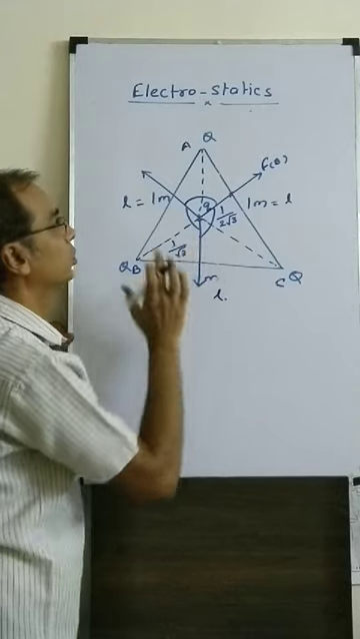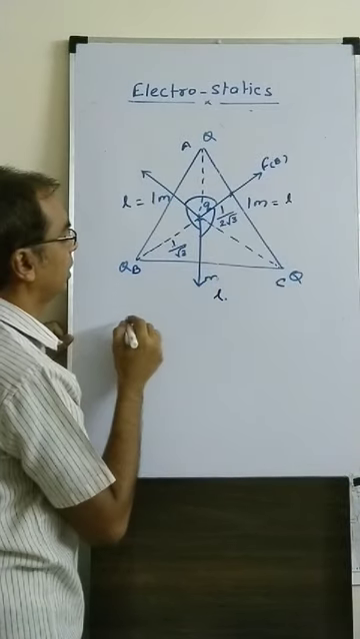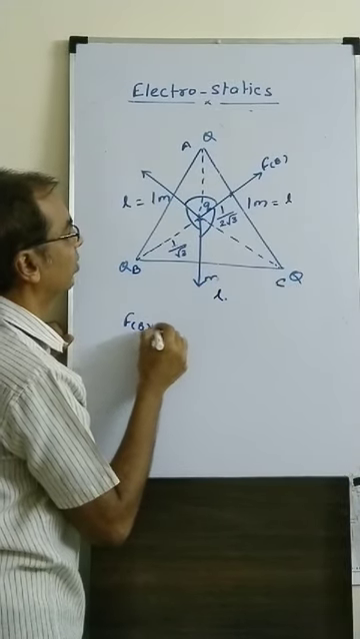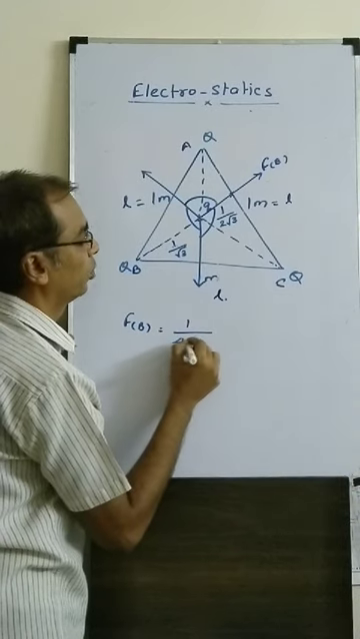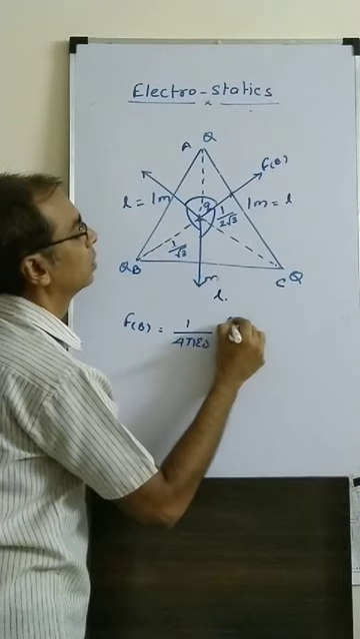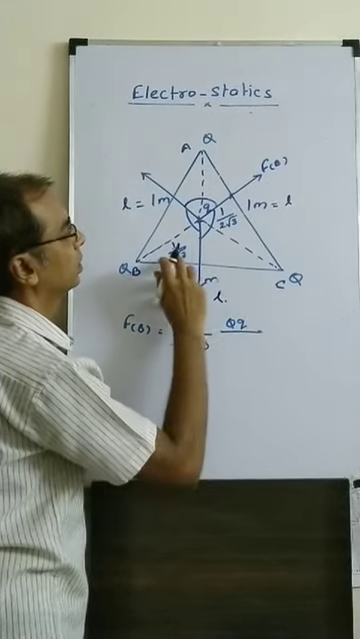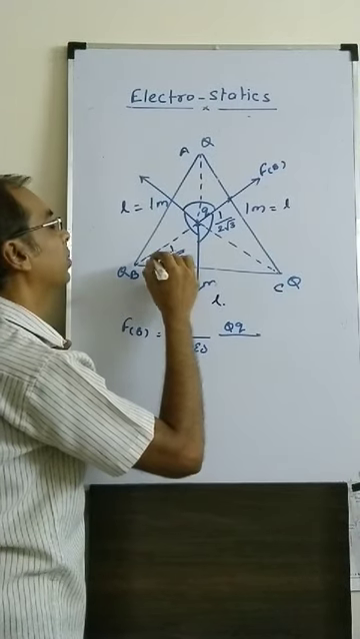So now, what we can do? We have to find the force. Which force here are we finding? FB. Let's see what it is. So FB is again 1 by 4 pi epsilon naught Q by this distance. Now for the time being, take it as x.